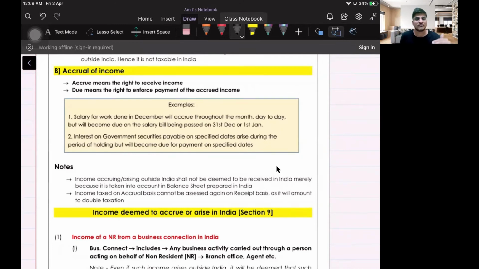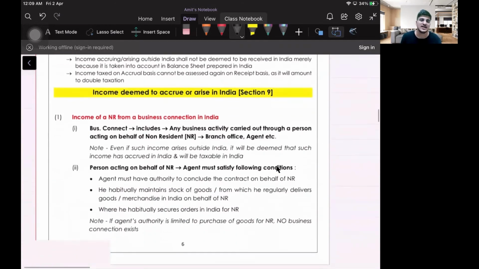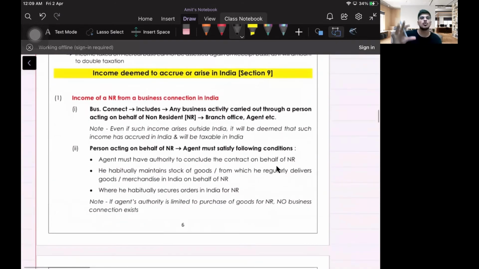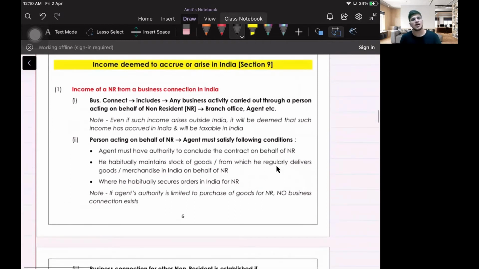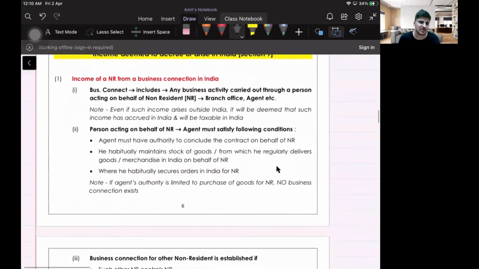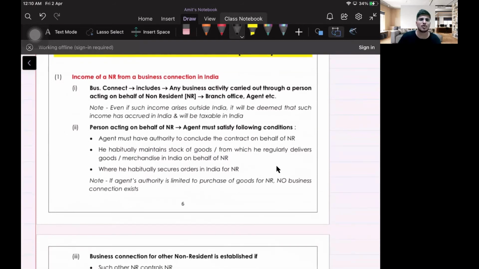Then we will move on with the main topic, the heart of this chapter, that is income deemed to accrue or arise in India, that is given under section 9. Income deemed to accrue or arise in India. My first point is income of a non-resident from a business connection in India. That person has a business connection. I'm talking from the non-resident's perspective. Non-resident has a business connection in India.